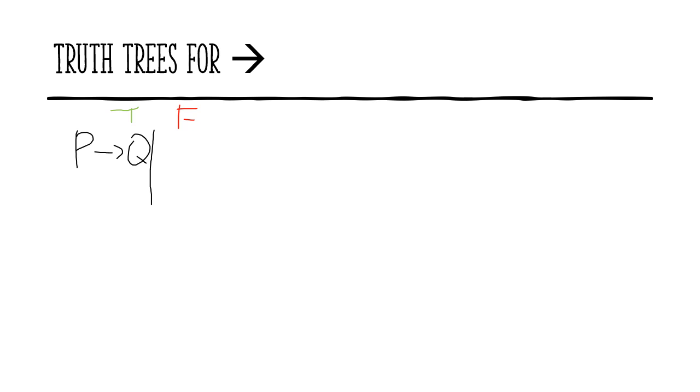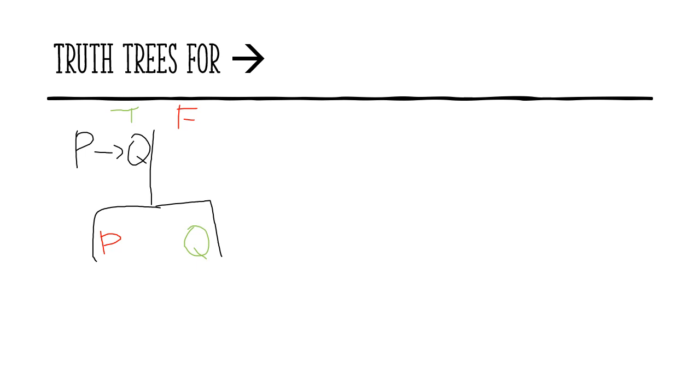So what makes an arrow true? Thinking back to the slides before, what makes an arrow true is wherever the left side is false or the right side is true. So it's an or statement. It's wherever the left side is false or the right side is true. So we break it up in that way.